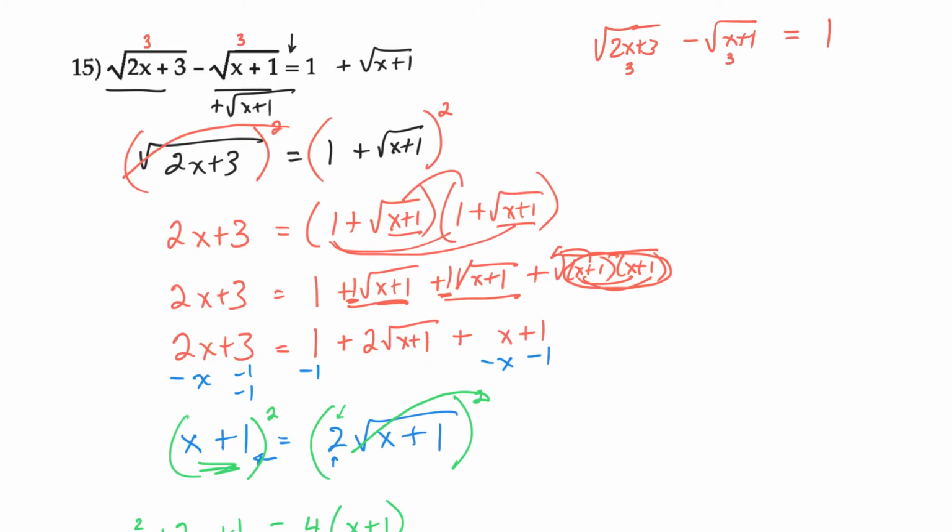So 2 times 3 is 6. 6 plus 3 is 9. Square root of 9 is 3. 3 plus 1 is 4. Square root of 4 is 2. 3 minus 2 does indeed equal 1. So it's equal to 1. Therefore, 3 is an answer. 3, good. What was my other answer?